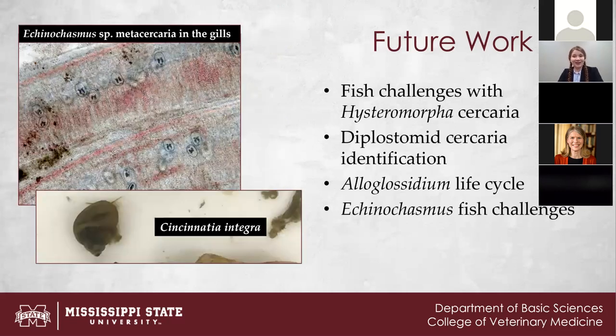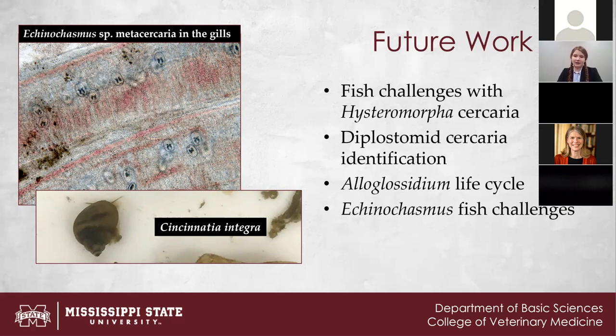In addition to that, we also identified a snail host for another trematode that was found in cormorants called Echinocasmus. I swear I spent so long looking for these Hysteromorpha and I found everything else instead. So this is Cincinnatia integra, and it's found in the northern half of Mississippi and Alabama. Compared to ram's horn and Biomphalaria, these snails are found a bit farther out in the catfish ponds. They seem to congregate in finer sediment instead of hiding under aquatic vegetation like ram's horns do.